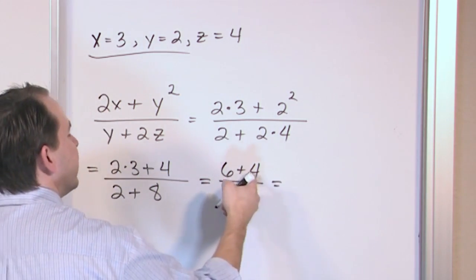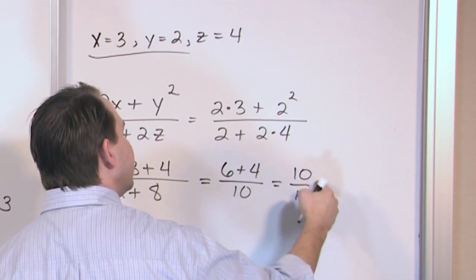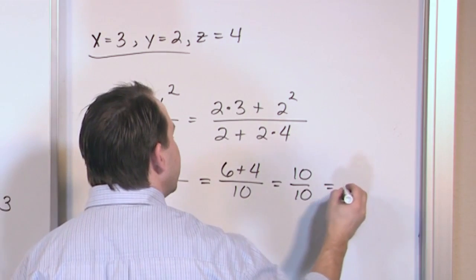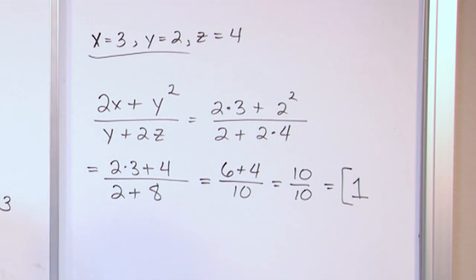And now it's very simple. 6 plus 4 on the top is again 10, over 10. Now this is a division, right? That's what a fraction is. 10 divided by 10 is 1. So that's a very important rule of thumb for you to remember.